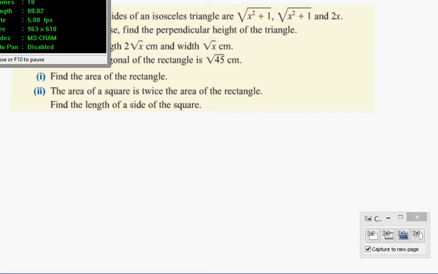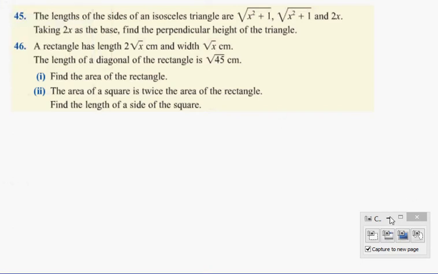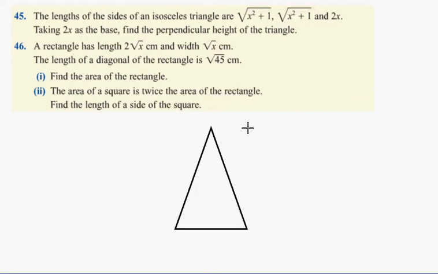Starting off here, the lengths of the isosceles triangle are root x squared plus 1, root x squared plus 1 and 2x. Taking 2x as the base, find the perpendicular height of the triangle. So first thing you need to do is draw out the triangle. It's best to have a visual aid to help you out with this, okay? Here's an isosceles triangle right here.